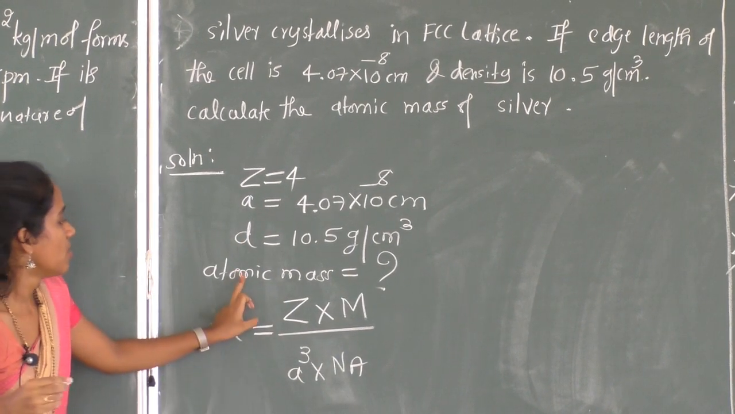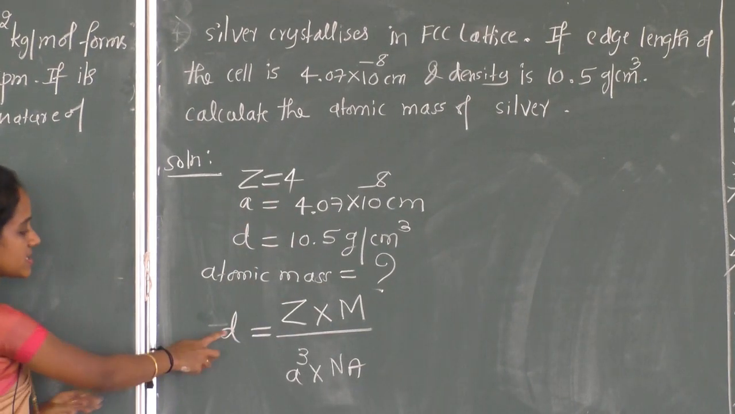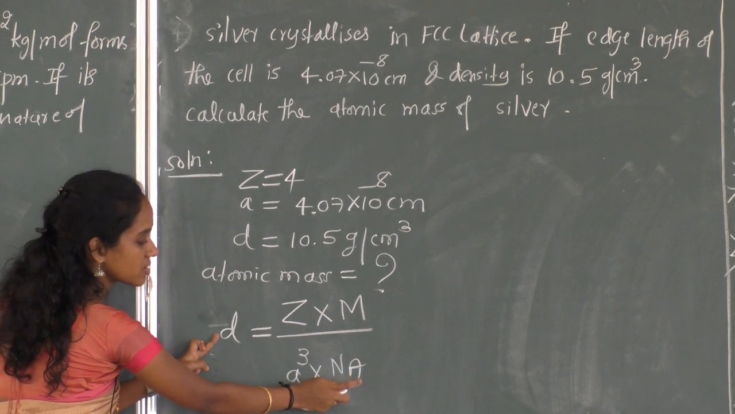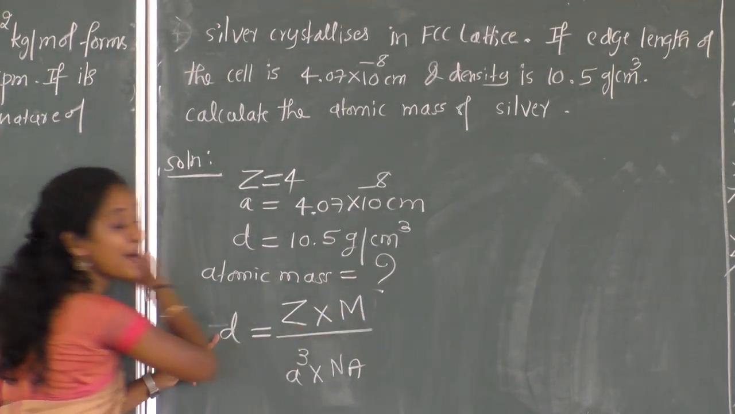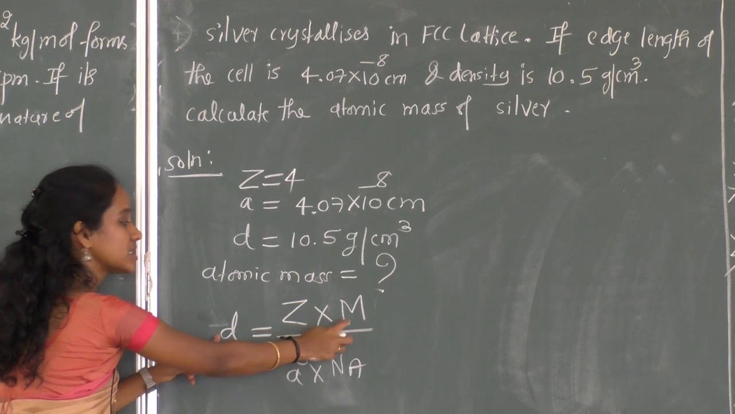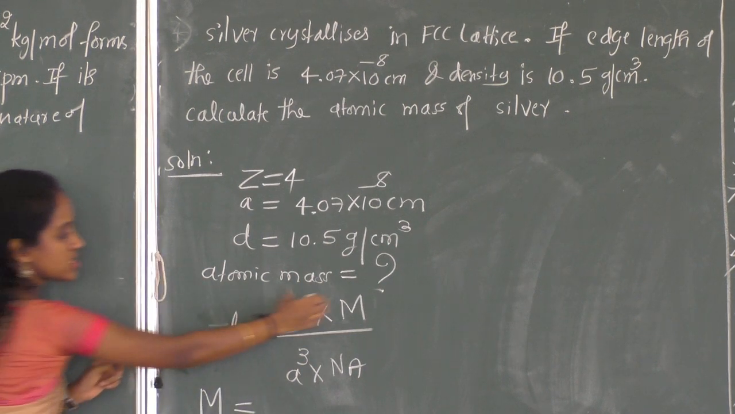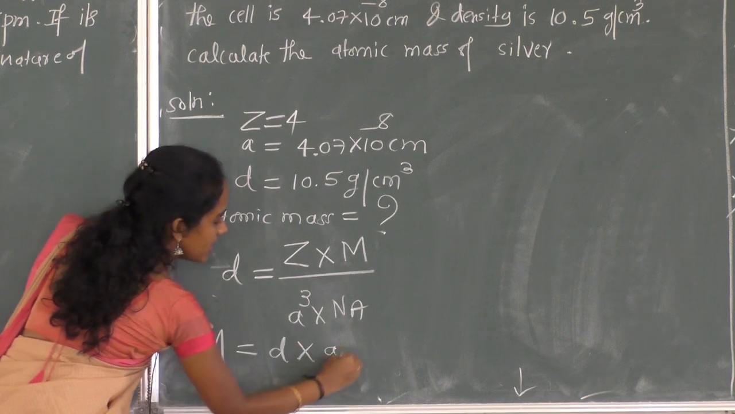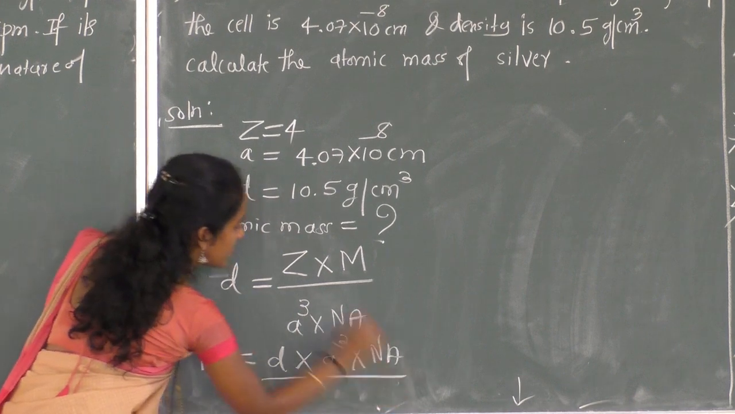But what we have to calculate here? Atomic mass. The value of density is given. So density is known, edge length is known, and even the Avogadro's constant and the value of Z are known. Now we need to calculate M here. So M, where M stands for what? Molar mass. So first let us calculate the molar mass. So I'll write like this. Molar mass, M is equal to density multiplied by edge length cube, Avogadro's number divided by Z.